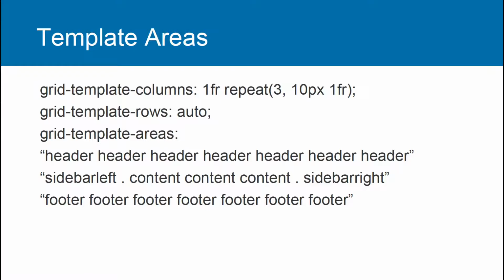Grid template rows are just going to fill in automatically. And now this is where we set, down here in this grid template areas declaration, which is kind of like nothing else really in CSS. So basically we're setting each of the columns and cells. We're going to say the header, in this case, is going to span all 7 columns. Sidebar left and right are going to span 1. Content's going to span 3. And then the footer is also going to span 7. So that's how we set up the grid template areas.